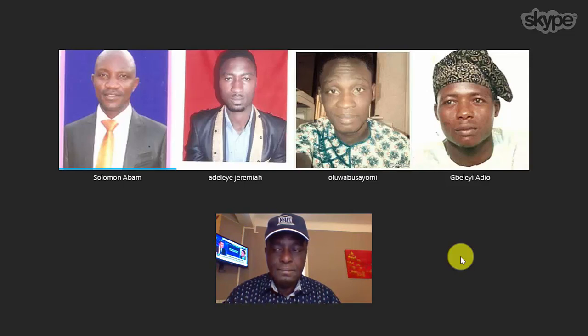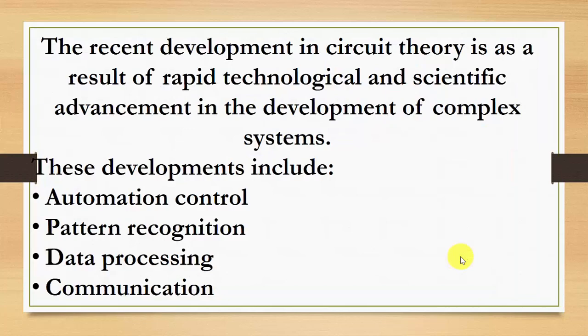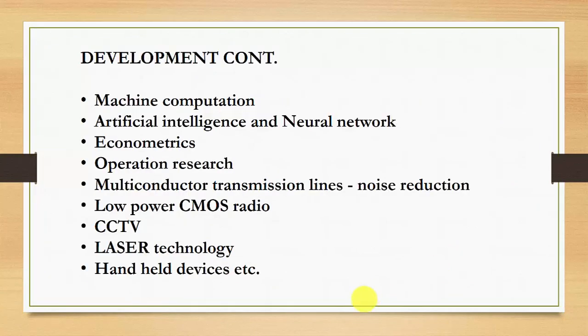Then we also have machine computation. I've mentioned artificial intelligence and neural networks. We have econometrics. There are circuits that assist experts in these areas to be able to fulfill their obligations in good time, both in operational research and multi-conductor transmission lines. This one has to do with the ability of this circuit to reduce noise to the barest minimum.